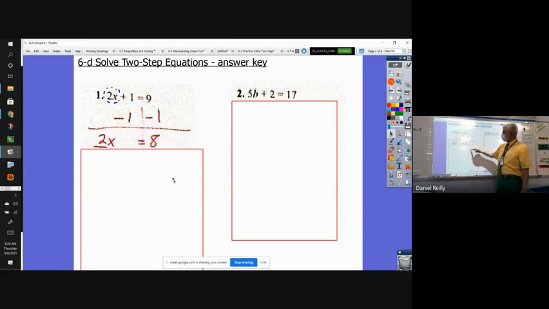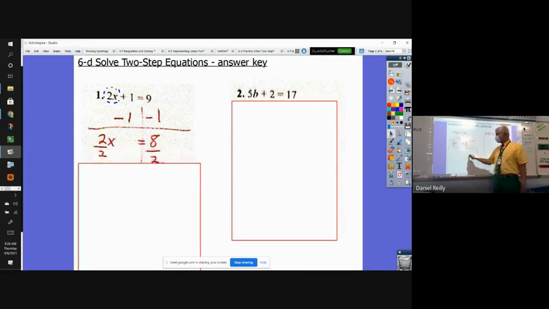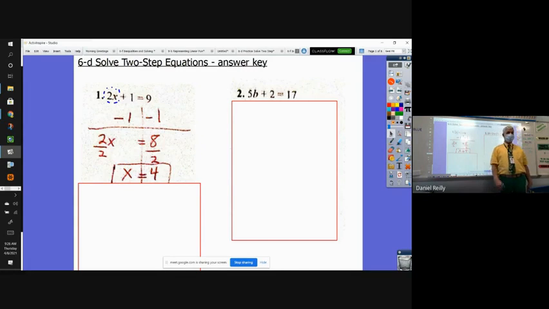That leaves me with 2x equals 8 on this side. To undo multiplication, I divide both sides by 2, and I get x equals 4. That's my solution. 4 is the value of x that makes this equation true, I think.